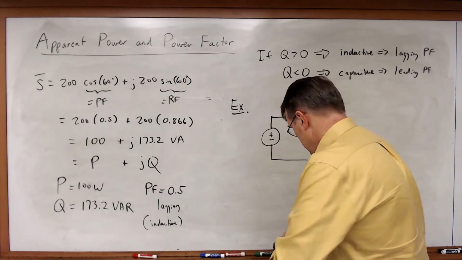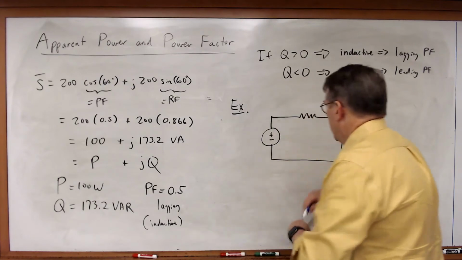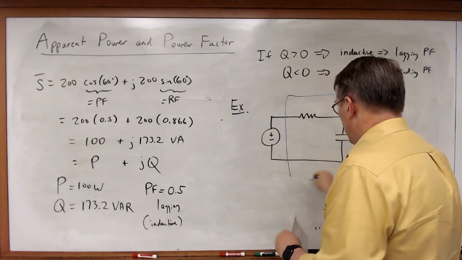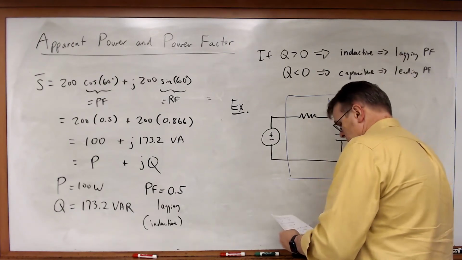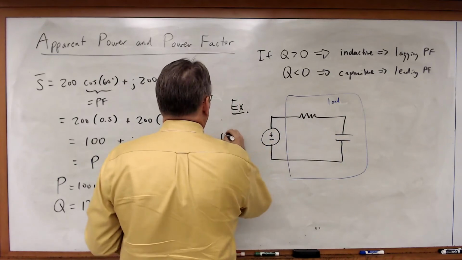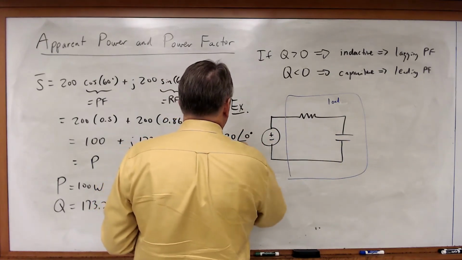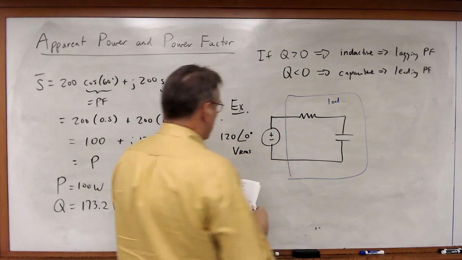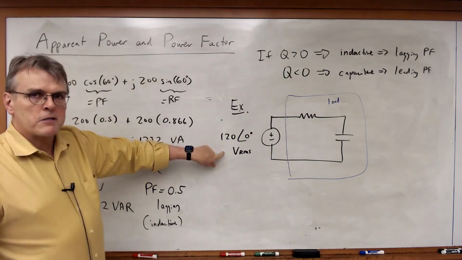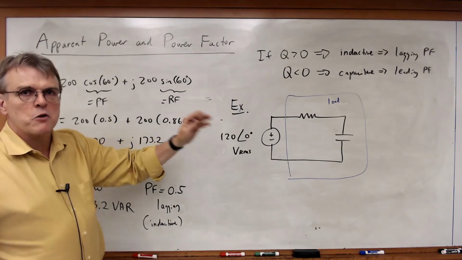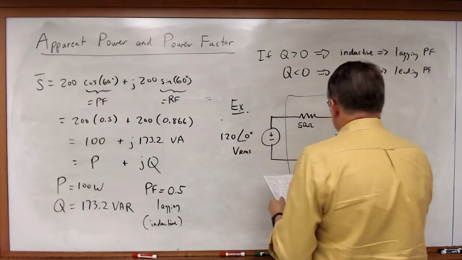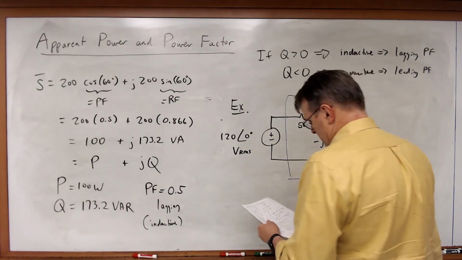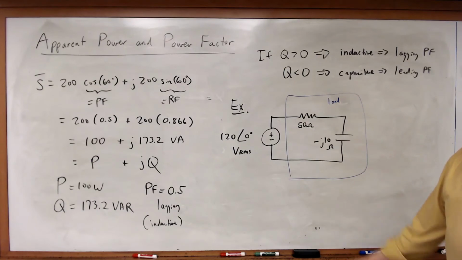So I've got a source connected across the following load. In this case, this source is 120 volts RMS at a phase angle of 0 degrees. Notice in this case, the source is RMS, so all the currents and everything else in the circuit will be RMS as well. This is 50 ohms. This is minus j10 ohms. Let's calculate all of our complex power quantities for this.